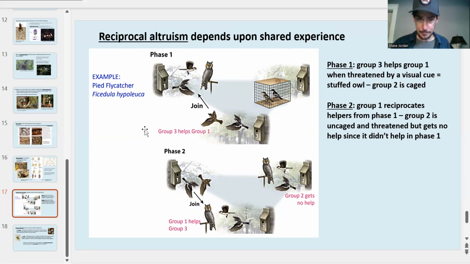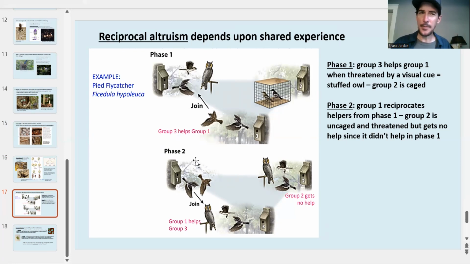In the first phase of the experiment, some of these pied flycatchers are broken into three groups. And one of these groups is posed with a threat, which is a visual cue. In this particular case, it's a stuffed owl. And these pied flycatchers are threatened by this stuffed owl. Well, it turns out this third group over here sees what's going on. And so individuals from the third group go over here to help defend this first group. This other group over here of pied flycatchers is caged. And so regardless of whether or not these pied flycatchers might be inclined to help group one, they can't do so because they're caged. And so this is an interesting situation where there's some altruistic behavior from group three helping group one because they're threatened by this fake owl.